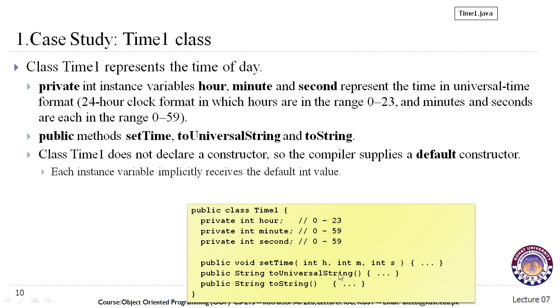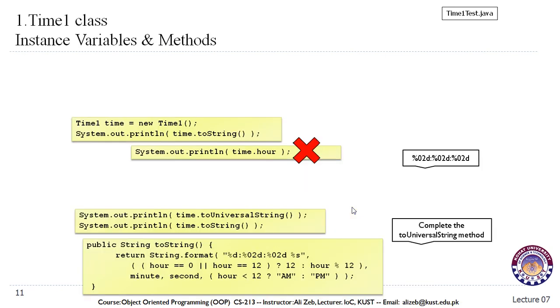Now there is a toUniversalString method that will convert the time to the universal time format, and there is a toString method that we understand is used for displaying the details of our objects.